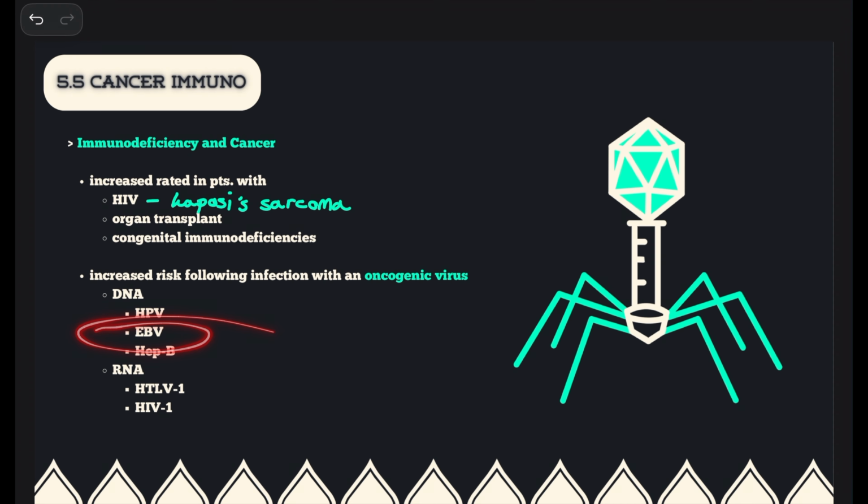EBV, we keep seeing that virus pop up. So after having mononucleosis, we have a lot of risks because of that virus changing your B cells, your memory B cell gene pool. I also have Hep B in here, but I don't have the lay down for you on that one. But it is just important to understand that some of these viruses really do increase your risk of developing cancer due to messing with proper immune function.